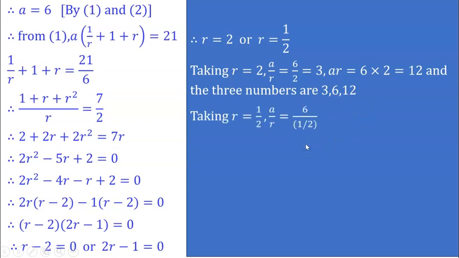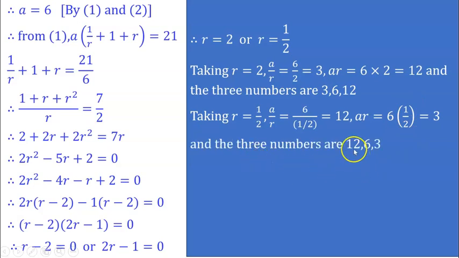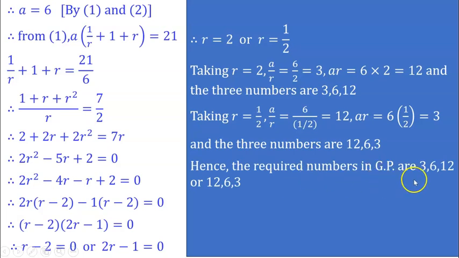Taking r is equal to 1/2. Then a/r, that is 6 divided by 1/2, then you will get 12. And the next ar, that is 6 into 1/2, then you will get 3. Therefore, the three numbers are 12, 6 and 3. Hence, the required numbers in GP are 3, 6, 12 or 12, 6, 3.